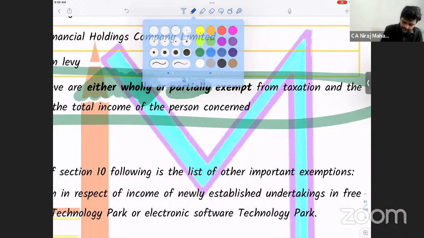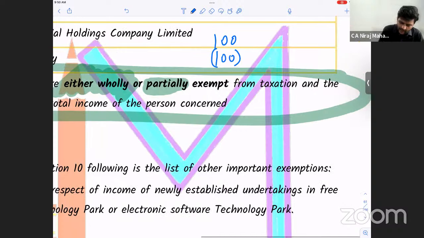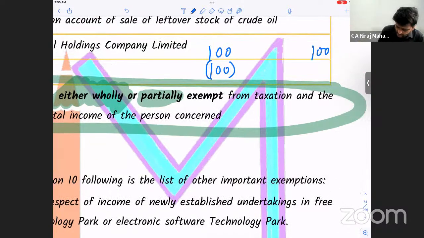If I earn 100 rupees, there can be 2 cases. Entire 100 is exempt, possible. Or it may happen that I earn 100 and 60 is exempt. So use common sense. Remaining part will be taxable. If it is only partly exempt, that means the remaining part is taxable. Understood? Tell me. Clear till here?